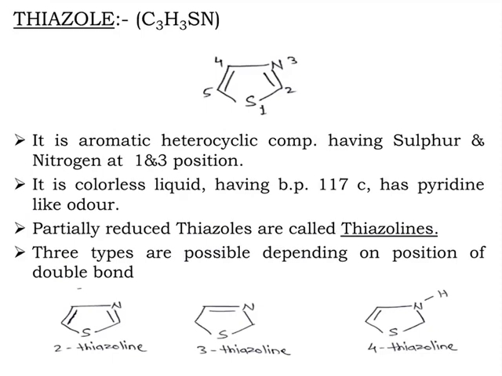Thiazole is colorless liquid having boiling point 117 degrees Celsius. It has pyridine like odor. Partially reduced thiazoles are called thiazolines. 3 different types are possible depending on position of double bond. These are 2-thiazoline, 3-thiazoline and 4-thiazoline.